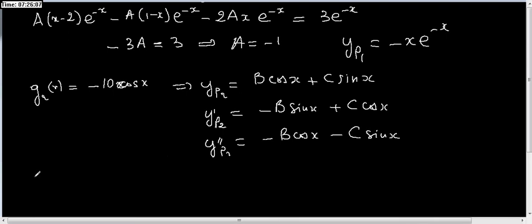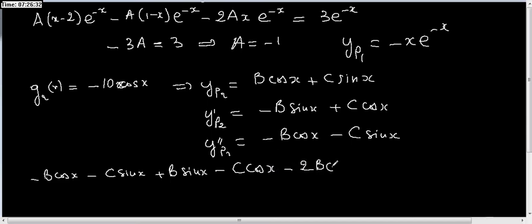Substitute in the equation, we have minus b cosine x, and then minus c sine x. That's for y second. It should be then minus y prime, so it becomes plus b sine x and minus c cos x, and minus 2b cosine x minus 2c sine x, and this has to be g2x, which is negative 10 cos x.